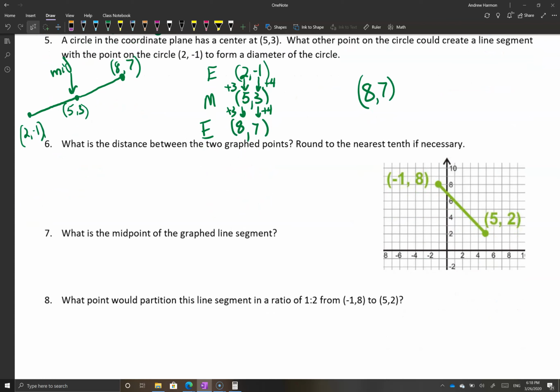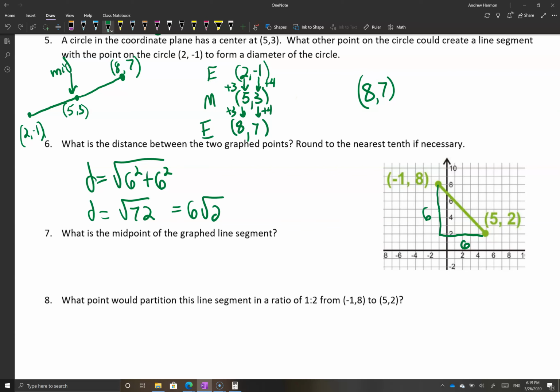Alright, let's look at 6. What's the distance between the two graph points? Round to the nearest tenth if necessary. We could use the distance formula, but I find the Pythagorean theorem a little easier. So let's make our right triangle here and just count. This is down 6 and over 6. It's the square root of 6 squared plus 6 squared, which is the square root of 72, or 6 square roots of 2, which is approximately 8.5 when rounded to the nearest tenth.